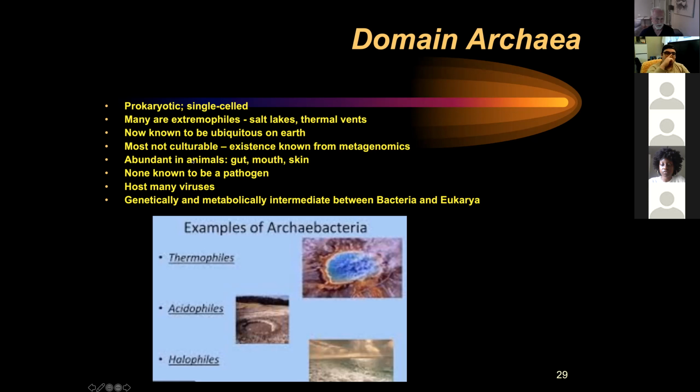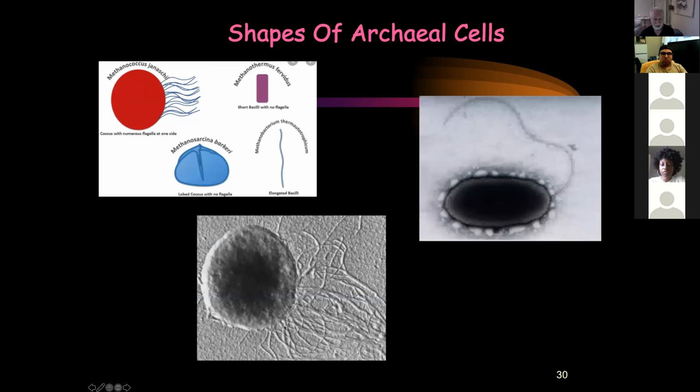The archaea can be found all over us. None of them is known to be pathogenic, however, so we don't have to worry about them. They can be infected by viruses. So a lot of thermophiles have been isolated from hot springs or thermal vents, or those little smokers that you see pictures of from the bottom of the ocean. Some live in very acid environments. Some live in very salty environments. And they have various different shapes.